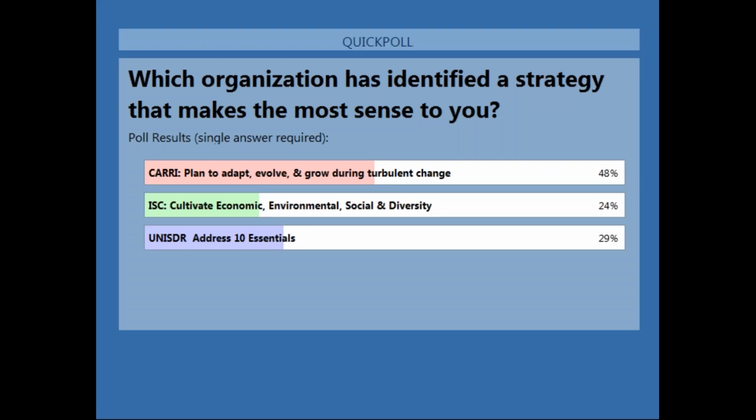Okay, Linda, it looks like CARRI, with their plan to adapt, evolve, and grow during turbulent change, has 48% of our viewers capturing their attention there. ISC, with cultivating economic, environmental, social, and diversity, has 24%, and about 29% identified UNISDR with their 10 essential strategies. So that is really interesting.